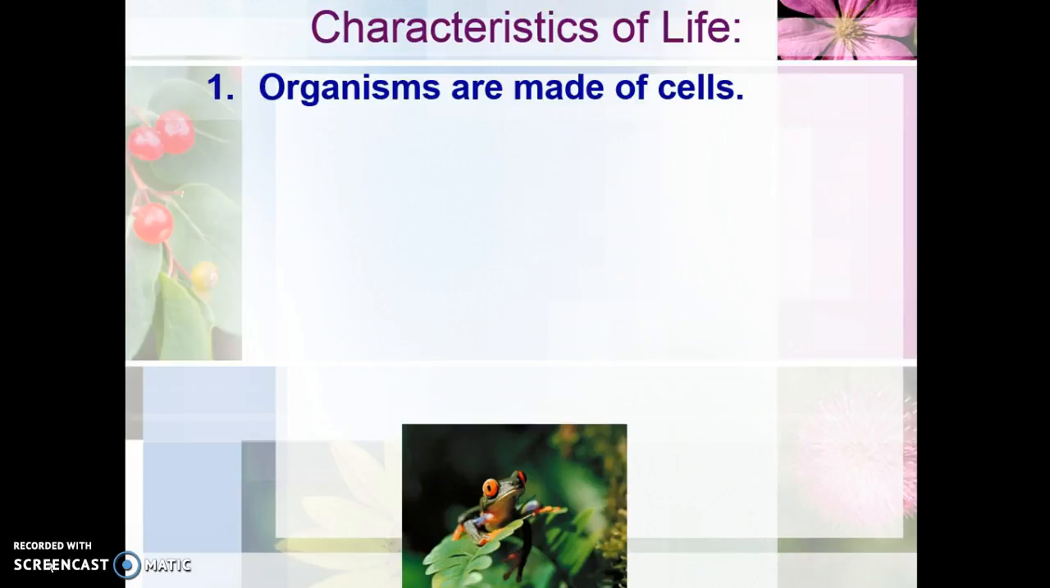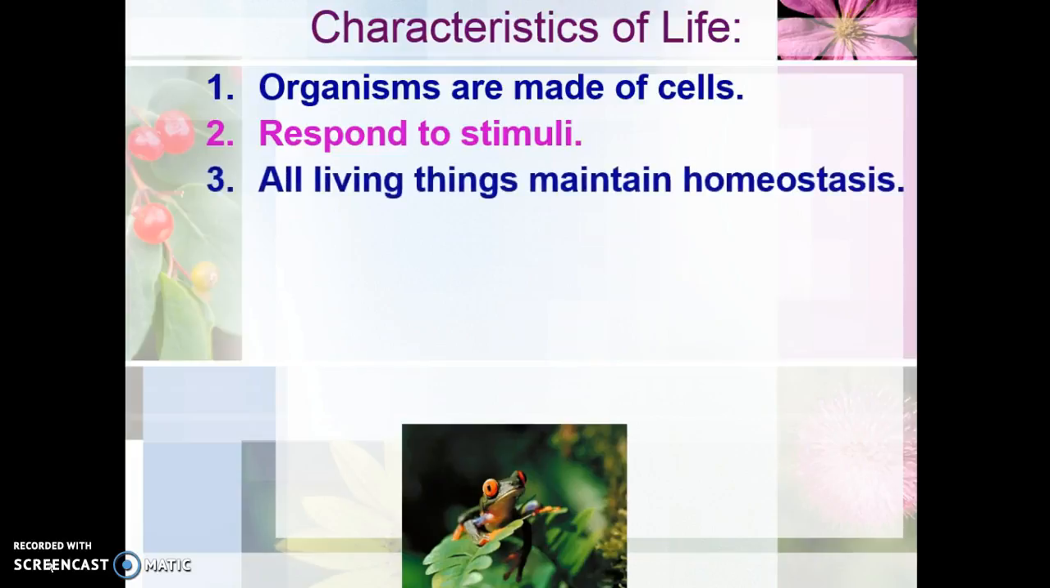So first, organisms are made of cells, which we'll get to in chapters 2 through 8. We're going to talk all about cells. Respond to stimuli. So that means that if something's too hot, it would move away from it, or if something's too cold, it would move away. Or it might move towards something that's favorable. All living things maintain homeostasis. Now this word, homeostasis, very important word for this entire class. Homeostasis is internal stability, so being able to maintain an internal stable condition in your body so that you can survive.